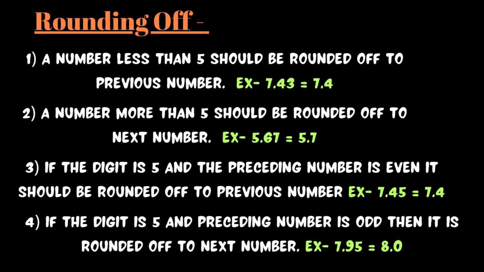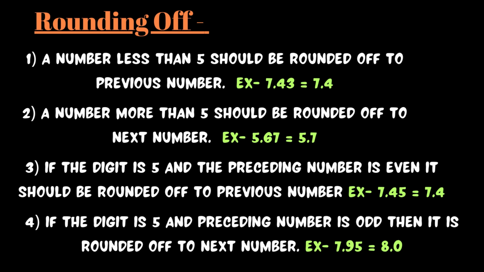Rule 3, if the digit is 5 and the preceding number is even, it should be rounded off to the previous number. Have you ever wondered how 5 should be rounded off to the previous or next number? Students, the actual rule of 5 is if we have 5 in the uncertain digit and the previous digit is an even number, it should be rounded off to the previous number.